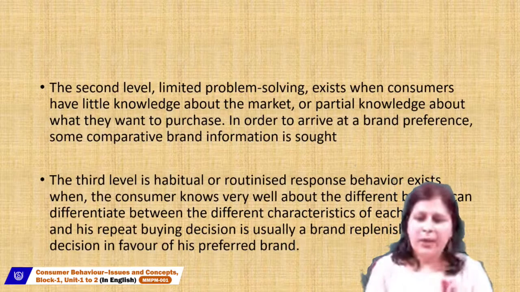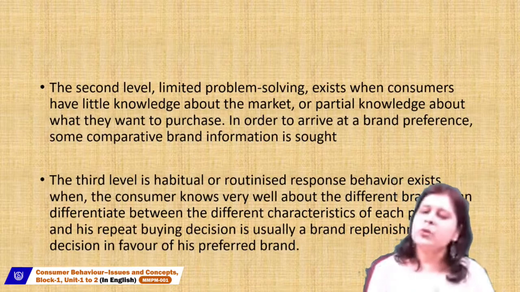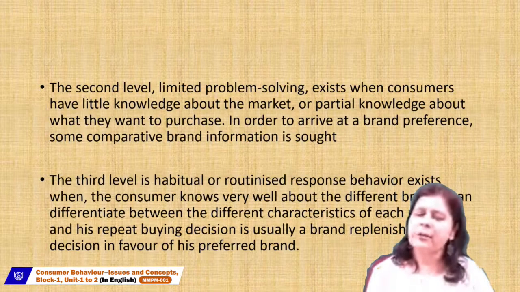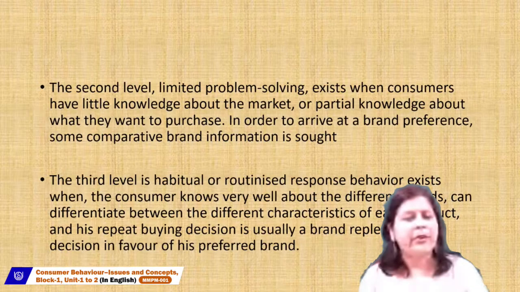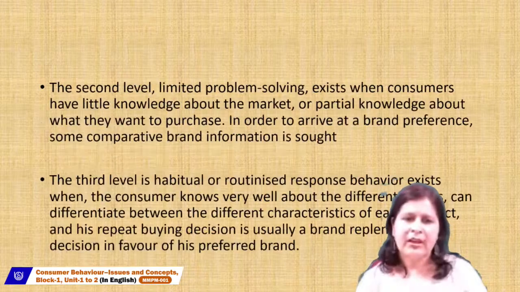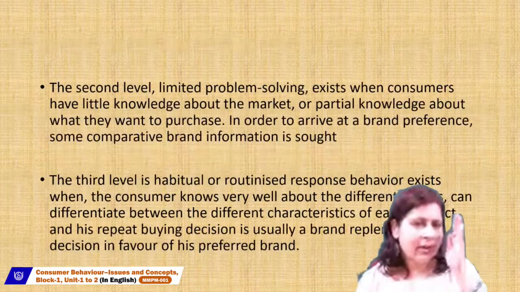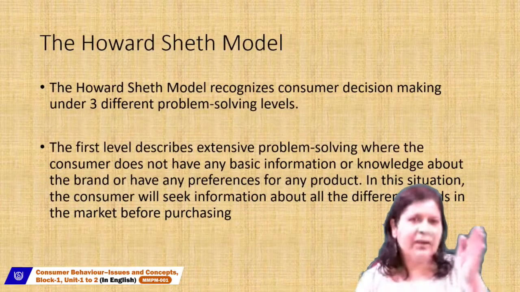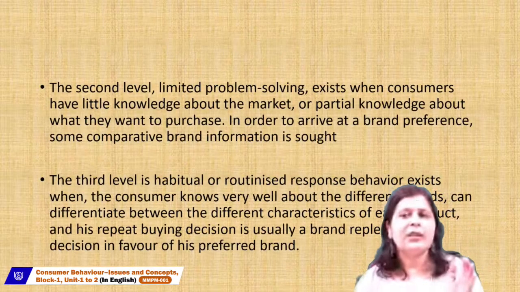So the third level is habitual or routinized response behavior, which exists when the consumer knows well about the different brands and can differentiate between the characteristics of each brand, and his repeat buying decision is usually a replenishment in favor of the preferred brand. So as per this model there are three levels: the first when the consumer doesn't have any idea about the brand, the second when they have some idea about the brands, and the third when they are well versed with the brand.